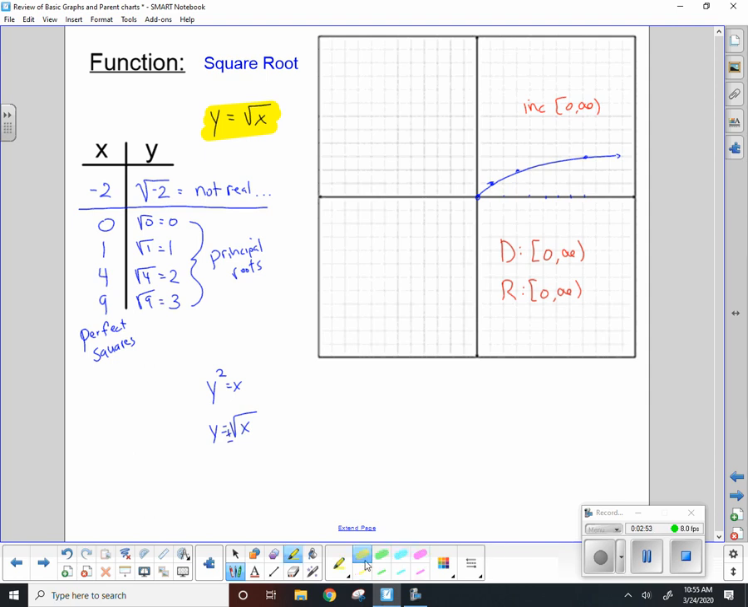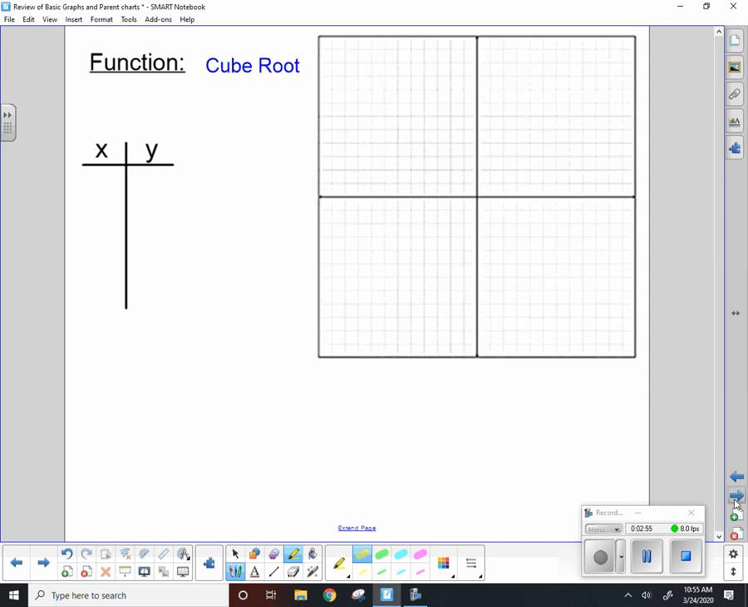Let's look at the cube root, which is really similar. So in the cube root, again, we're kind of going backwards. If I know the volume of a cube, what would the side length be? The cube root of x. So here, I can put negative numbers in. I can put any type of number in because I can take the cube root of a negative. But here I want to put in not perfect squares, but perfect cubes.